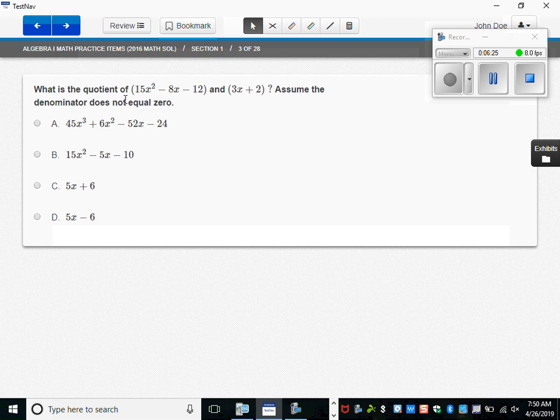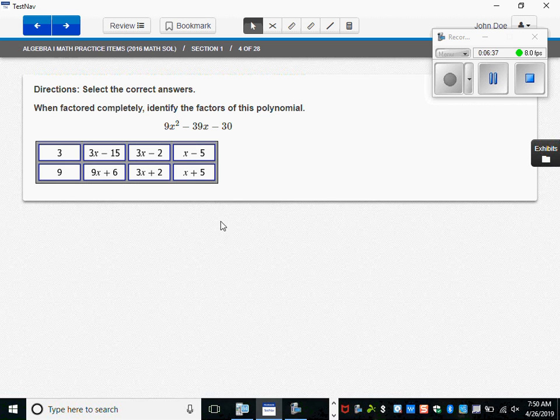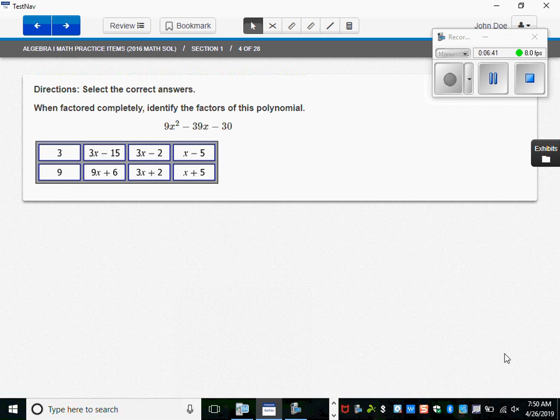And again, quotient, you got to know, quotient means you're dividing, right? So sometimes you might see the division symbol, sometimes you might see the word, okay? All right, this is an excellent question right here, where you have to factor.